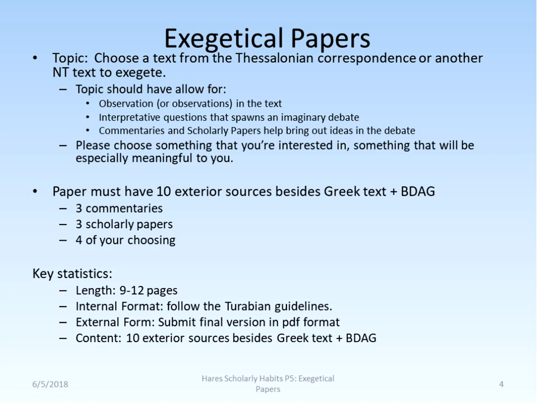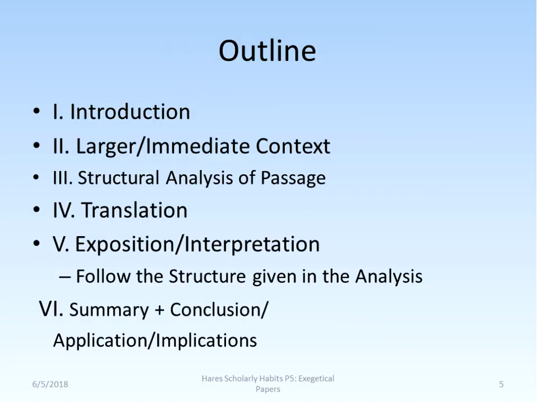The length is 9 to 12 pages. If you run long, give me a note so that you and I can discuss it. One or 2 pages over is fine, but maybe 20? Nope, that's not going to work for the right form of a journal paper. Follow the Turabian guidelines as defined by the Divinity School. Submit your final version as a PDF. And again, I'm going to emphasize 10 exterior sources besides the Greek text and the BDAG.